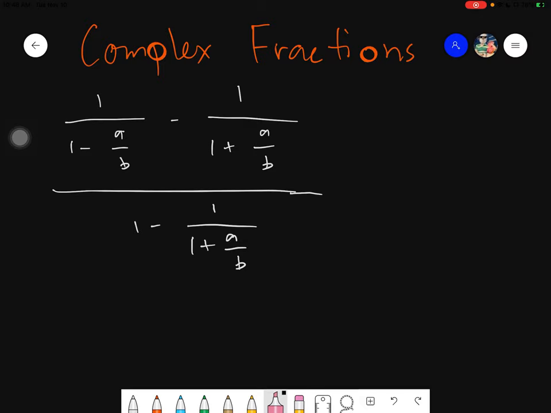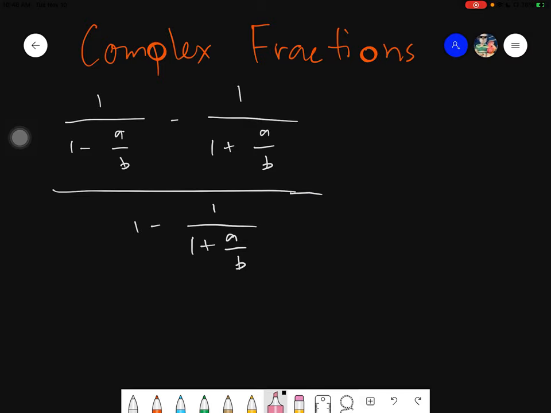So today we will be evaluating an example of a complex fraction that is a little bit complicated for you guys. Okay, so firstly let's identify the major or the main fraction bar. This is, of course, this one. Okay? This is our main fraction bar.